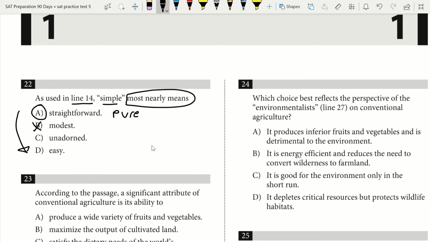We're not talking about a modest land-to-food basis. We're talking about a straightforward, a simple, or a pure land-to-food basis. We wouldn't say unadorned and we wouldn't say easy either. We want to be talking about something that is a pure land-to-food basis, nothing else but that. So, straightforward or pure. Obviously you want to come up with straightforward. If you got it right away, that's perfect. If you came up with pure, then you would be looking for a word that means the same as pure, which in this case straightforward does as well.